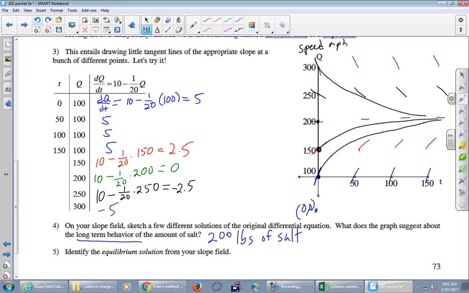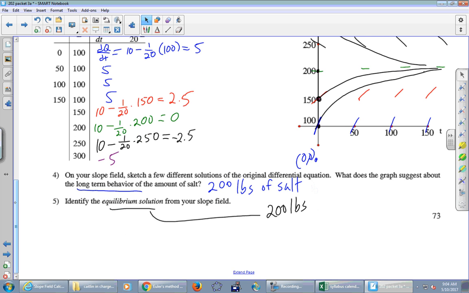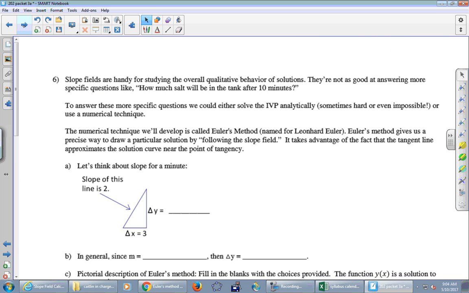Okay, this 200, by the way, is called the equilibrium solution. 200 pounds. Equilibrium just means everything stays the same, right? If you start at 200 pounds, and at every moment in time, you are at 200 pounds. Okay, so I think that is good there.